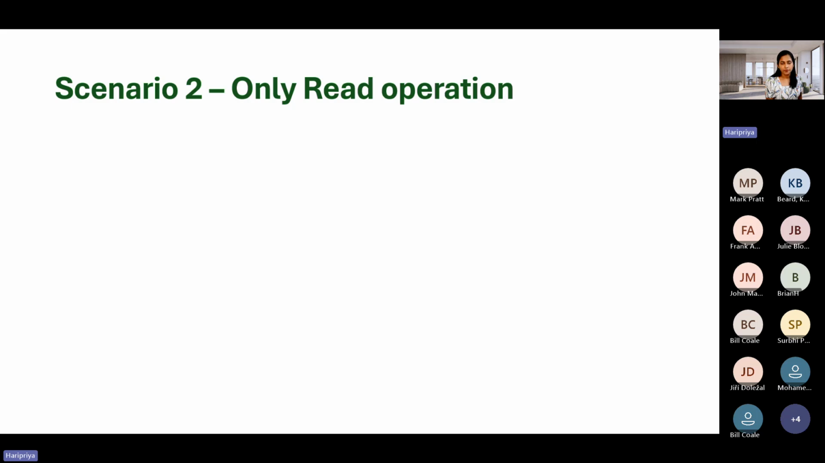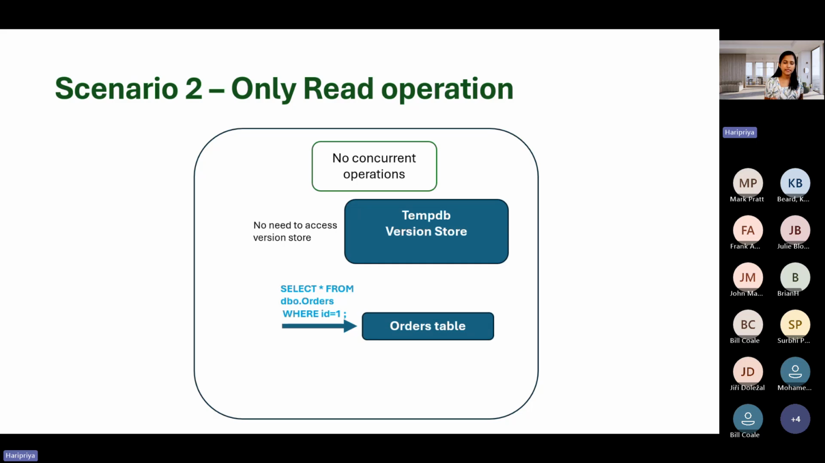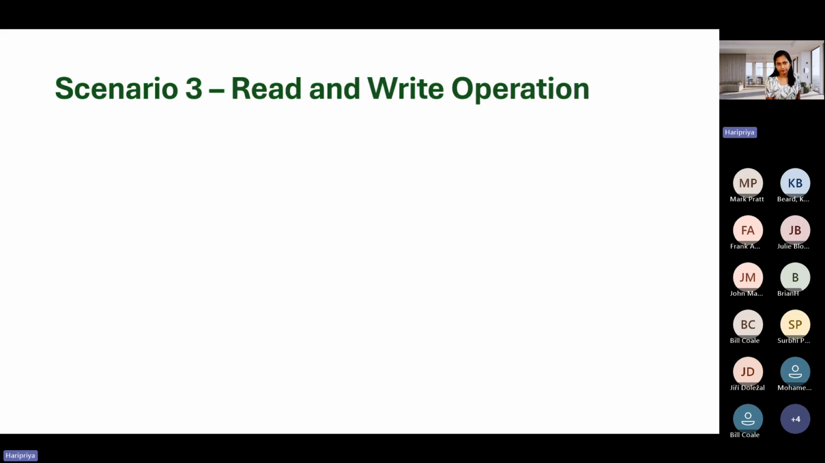Let's take a look at the second scenario. All you have is only read operations. Now, will this go to the version store or to the user table? Let's look. So there are no concurrent operations, which means no write operation or anything going on simultaneously. What happens? The select directly goes to the orders table and it will read the data from the orders table. There is no need for it to access the version store because there is no update or delete running and there is no previous copy in the version store. All right, so just because it's RCSI, that doesn't mean select is always reading from the version store. Only when there are concurrent operations, then the select statement reads from the version store.